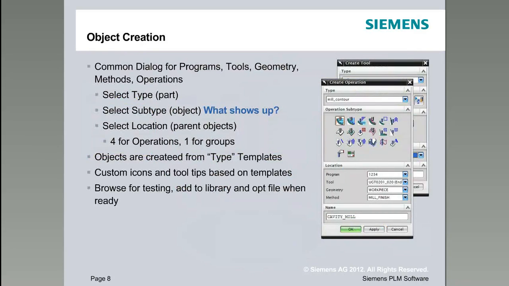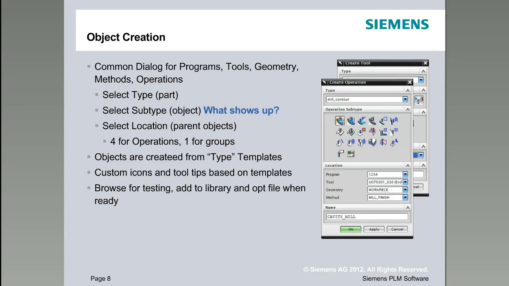When we go to create something, say an operation or a tool, we talked about this a little bit last week. This type is actually the part file where the templates are coming from, and the subtype is what's available. So the question is, what shows up? Because there are many more operations in this template than what you see here. That's what the template setting does. We'll touch on that for a second before we go into the demo.